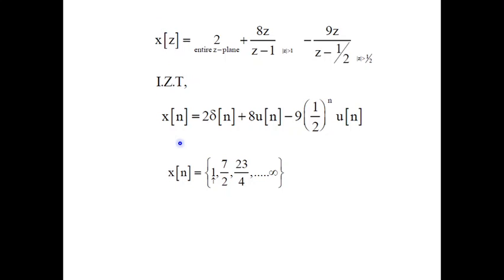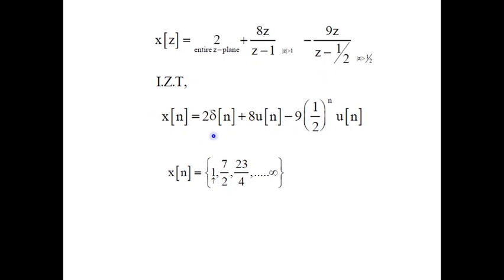Now applying inverse z transform, we know very well that 2 is a constant. The inverse z transform of 1, with ROC being the entire z plane, is nothing but del of n. Plus 8 into z by z minus 1 is nothing but a to the power n u of n, or simply u of n because the value of a is 1. So 8 into u of n, minus 9 into 1 by 2 to the power of n u of n. So this will be the answer for x of n.